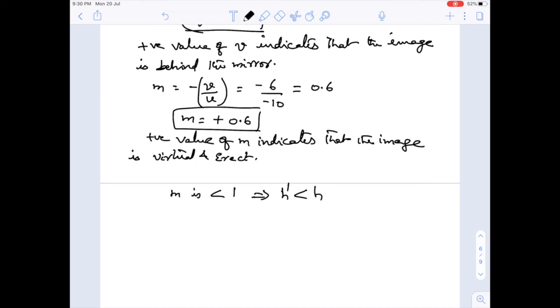In other words, we know that a convex mirror image is always virtual and erect. H dash is less than h means what? The size of the image is smaller than the object. That implies diminished.